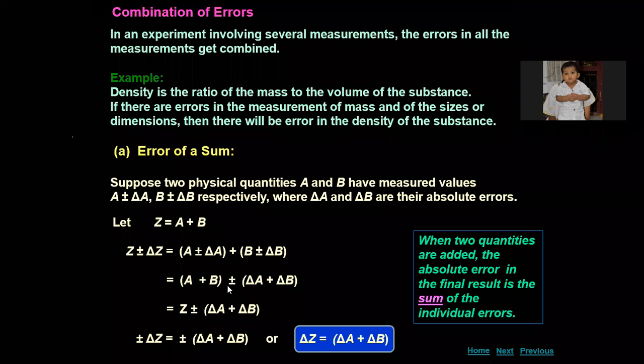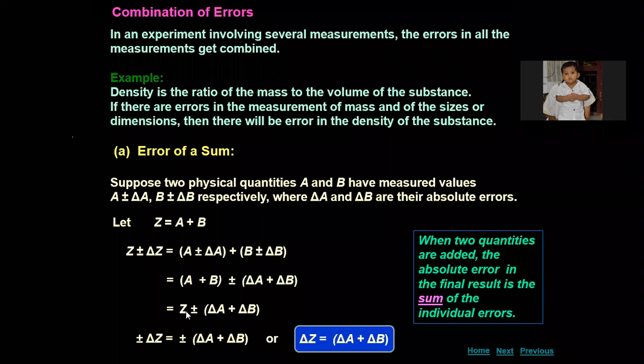So plus or minus, anyhow it is there, that plus or minus I am writing over here, and delta A plus delta B, whatever is there, that I am writing here. Okay. Next, left hand side what is there? Z plus or minus delta Z is equal to, right side what is there? Z plus or minus delta A plus delta B is there. Okay. So if we compare both sides, what we have?